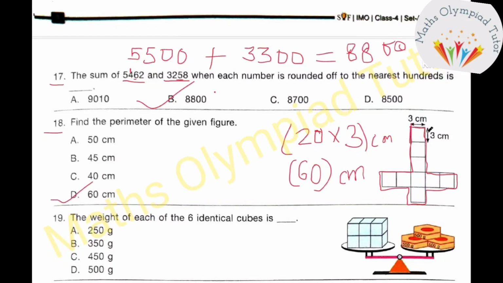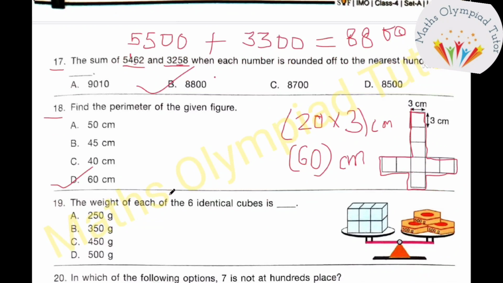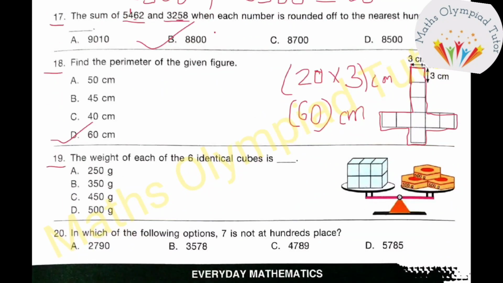So we only have to add the lengths of the sides of the border of the given figure. That would be our perimeter. So in this case it is 60 centimeter.